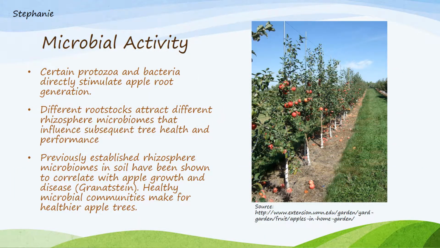The role of soil microbes in apple orchards is very influential. Certain protozoan bacteria directly stimulate apple root generation. Different rootstocks attract different rhizosphere microbiomes that can influence subsequent tree health and performance. Previously established rhizosphere microbiomes in soil have been shown to correlate with apple growth and disease. Healthy microbial communities make for healthier apple trees.